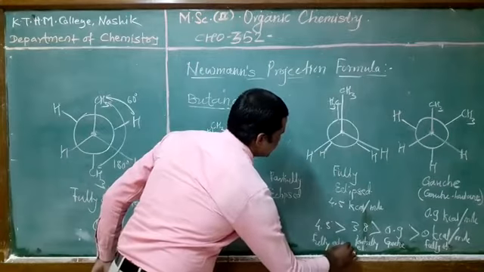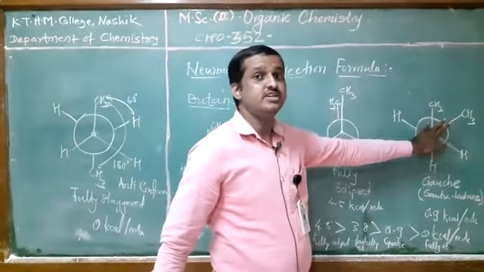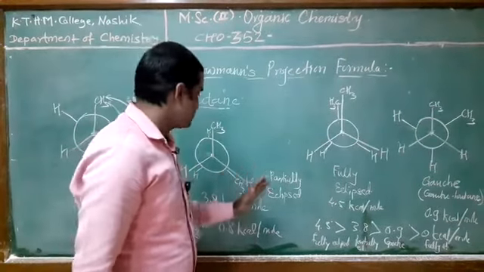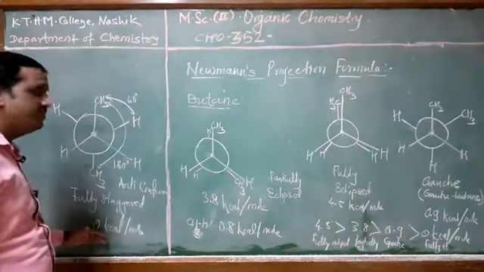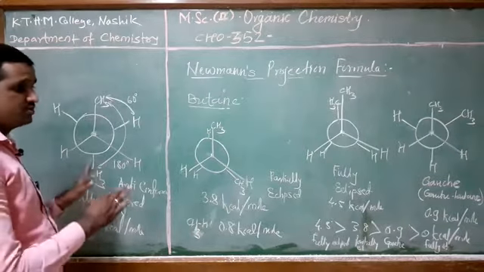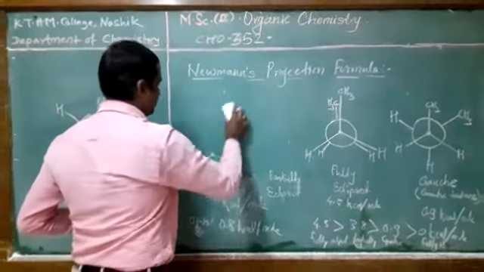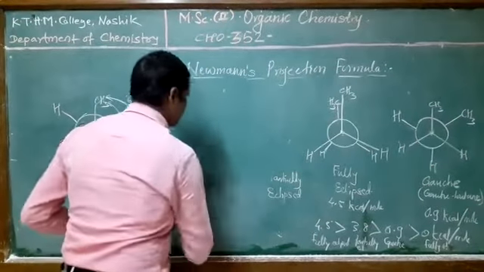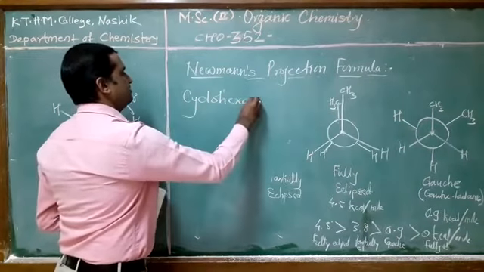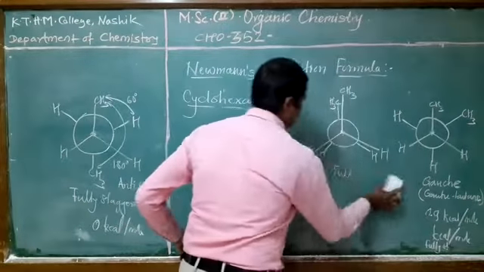By considering this, remember the gauche conformation energy content is most important, the fully eclipse conformation energy content is most important, then the third one is the fully staggered, or anti conformation. These energy contents are the most important things. Now we observe the next important molecule, that is cyclohexane. The different cyclohexane conformations will have such type of energy content.